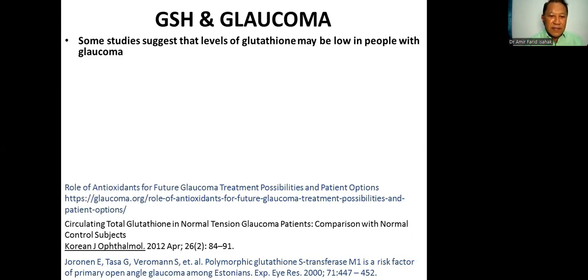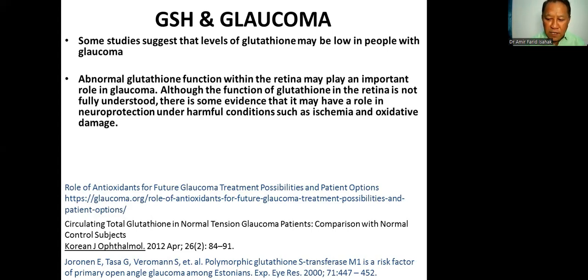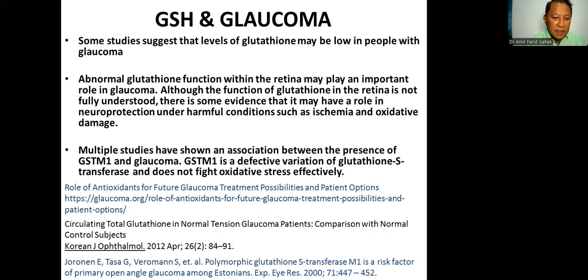What about glutathione and glaucoma? Some studies suggest that levels of glutathione may be low in people with glaucoma. Abnormal glutathione function within the retina may play an important role in glaucoma. Although the function of glutathione in the retina is not fully understood, there is some evidence that it may have a role in neuroprotection under harmful conditions such as ischemia and oxidative damage. And multiple studies have shown an association between the presence of GSTM1 and glaucoma.